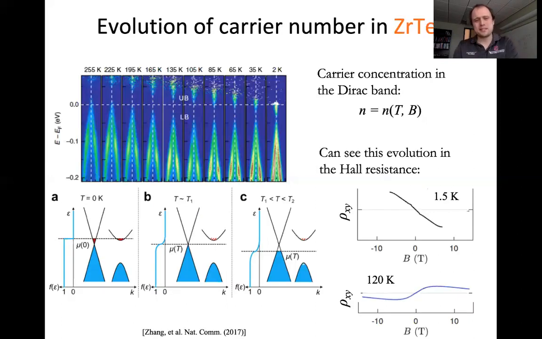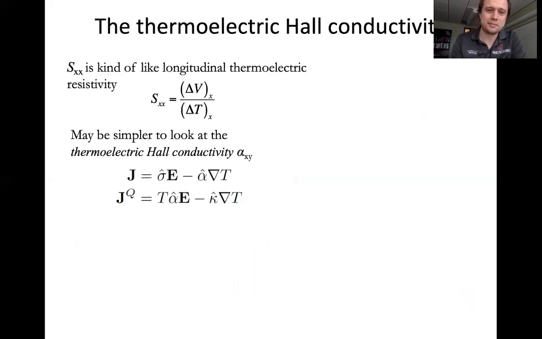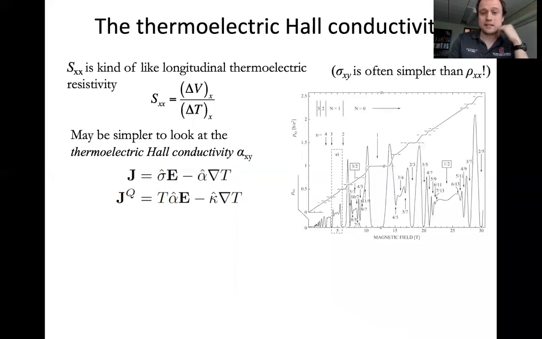So this whole situation is kind of messy. We had this simple prediction, and now this evolution of the carrier concentration is making things complicated. So we decided to see if we could find something simpler to look at. Basically our inspiration was to think about the normal quantum Hall effect. In the normal quantum Hall effect, rho xx is extremely complicated, has lots of wiggles and bumps, and there's a whole zoo of interesting physics hiding in here.